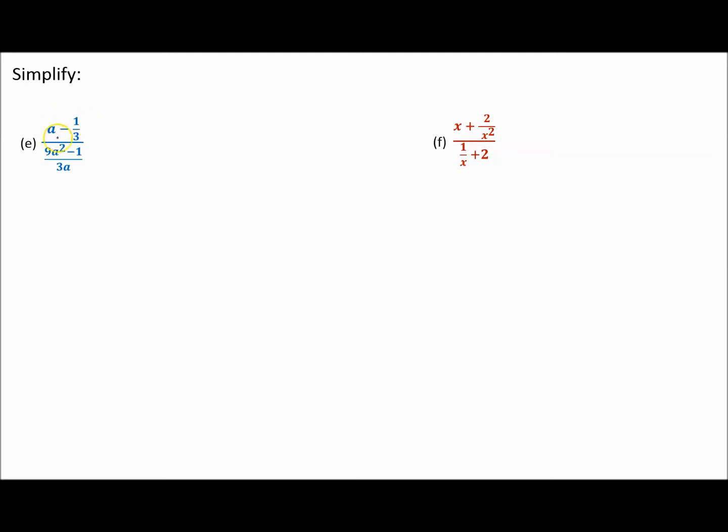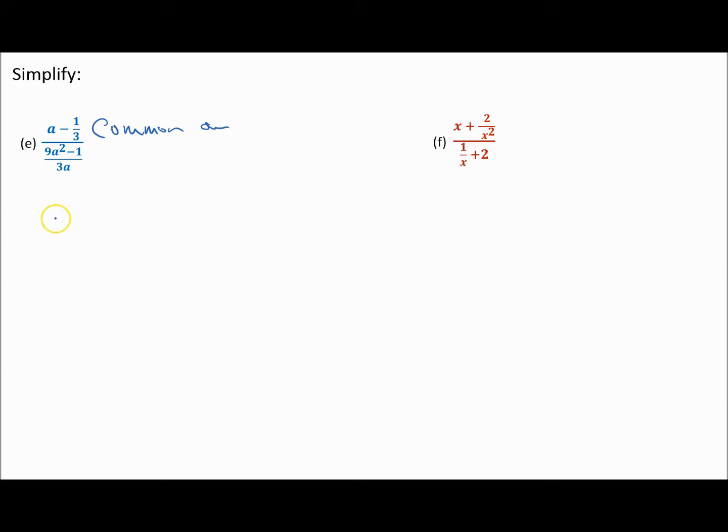In the numerator here we do not have a single fraction. We do have a single fraction in the denominator. 9a squared minus 1 over 3a is one fraction. But in the numerator, these are like two separate fractions here. So I'm going to have to find a common denominator for the top and then combine like terms.